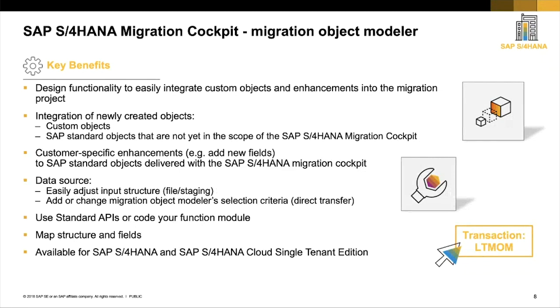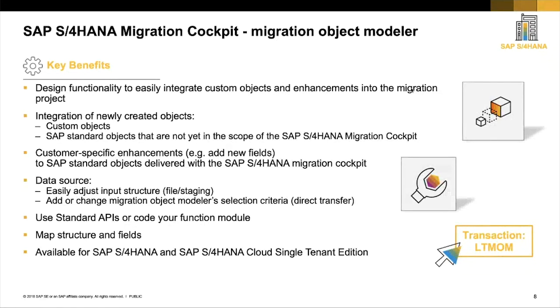Now, having said this, I want to emphasize another point. Migration Cockpit as well as the migration object modeler does not have an additional license. It comes with your S4HANA license. If you have an S4HANA license and you have version 1909 in your landscape, Migration Cockpit and the modeler are free, along with the standard content present in this product.